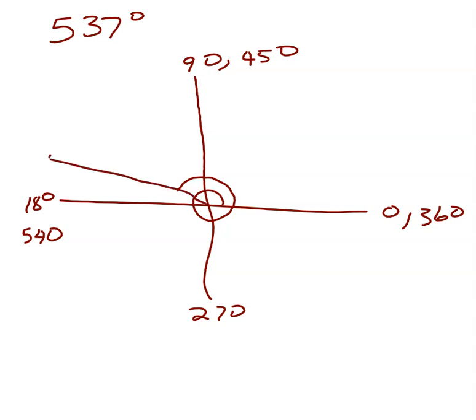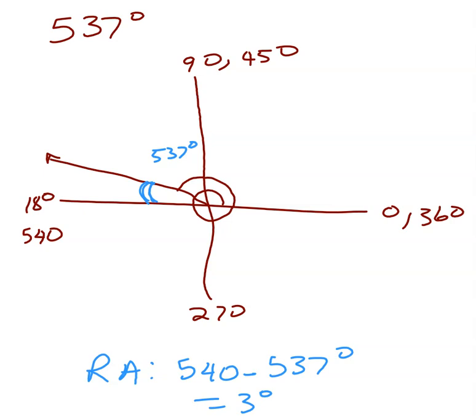So that is this angle right here, which is 537 degrees. But if you look here, after you get to 450, the next one is 540. So 537 forms right here. The reference angle is going to be 540 minus 537 degrees, which is equal to 3 degrees. So for 537 degrees, your reference angle is going to be 3 degrees.